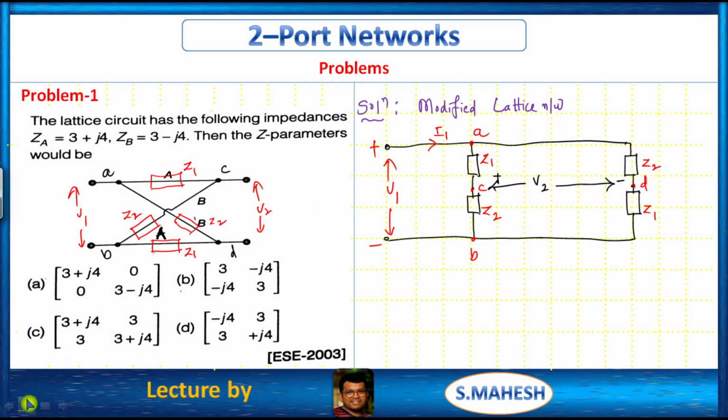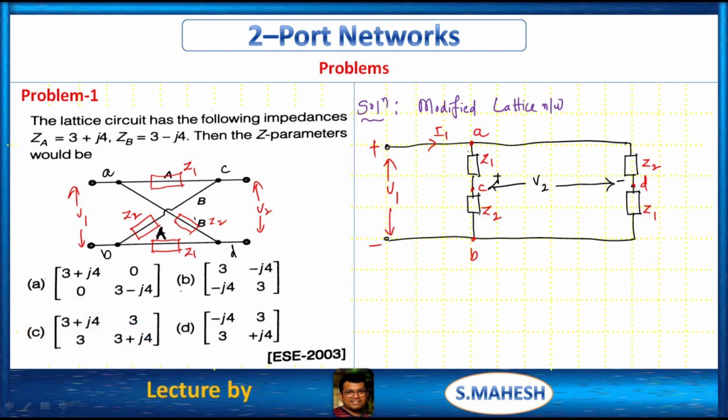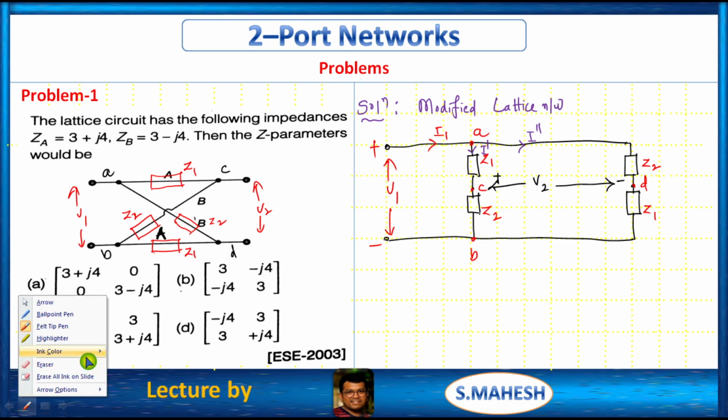Now the current for this input port is I1, therefore the current through this branch is, let us say, I1 dash, and through this is I1 double dash. Current division takes place because these two are connected in parallel. So by KCL, I1 dash plus I1 double dash should be equal to I1. First we have to get the equivalent impedance from the source terminals.